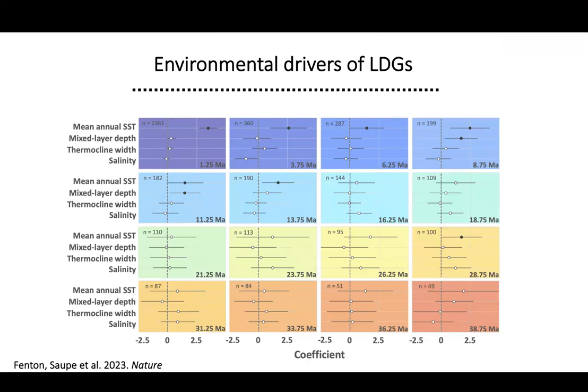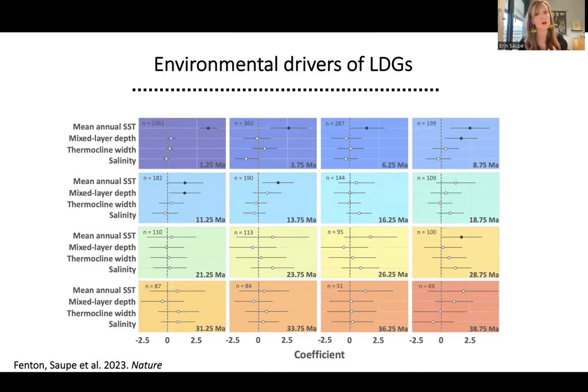And this is what I'm showing you here for the spatial model. So within each of those 2.5 million year time bins. And this relationship of richness with sea surface temperature persisted for at least the last 15 million years and perhaps even longer, but the confidence intervals overlap 0 further back in time.